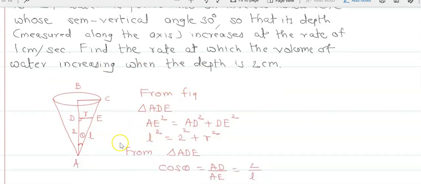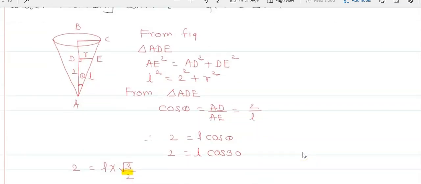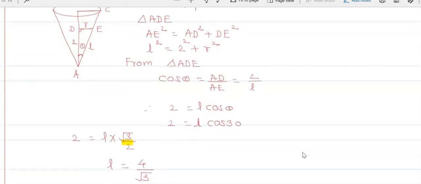Now from this figure, this is the cone. From the triangle ADE, AE square is equal to AD square plus DE square, L square is equal to 2 square plus R square. And in triangle ADE, cos theta, that is AD upon AE, that is 2 upon L, therefore 2 is equal to L cos theta, 2 is equal to L cos of 30. And by using this, you will get the value of L, which is 4 upon root 3.